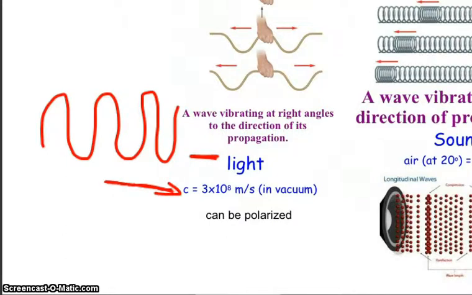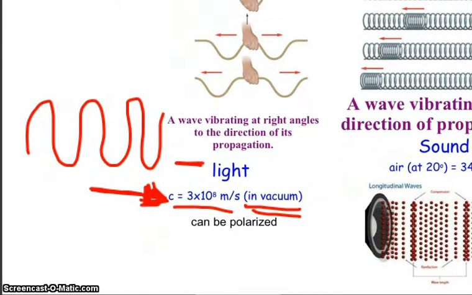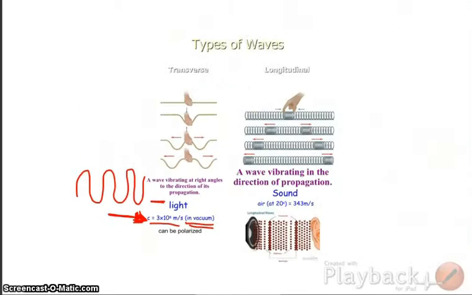The speed of light, the speed of electromagnetic waves, is 3 times 10 to the 8th. This is in a vacuum, and this is in air. Light also can be polarized, and we'll talk a little bit about that in later lessons, what polarization means.